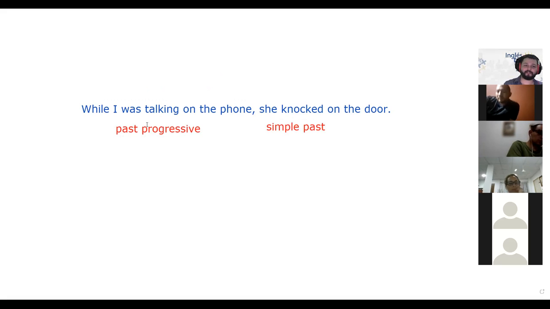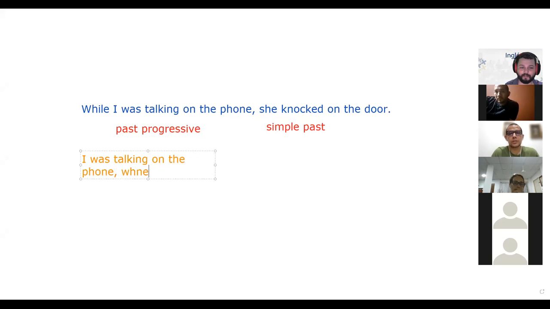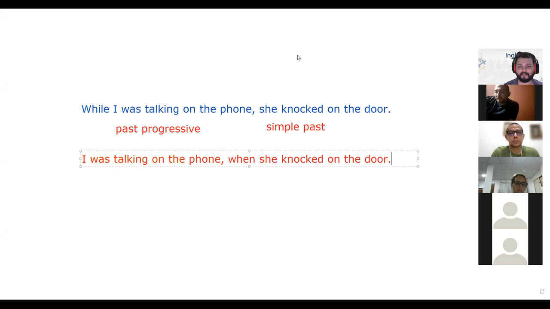Okay. But notice something here, guys, okay? While I was talking on the phone, she knocked on the door, right? So she interrupted my action. Now, the point I wanted to get at here, guys, is that I can say this too. I was talking on the phone when she knocked on the door. All right. So now what tenses do we have here, guys? Past progressive. And we also have simple past, okay?